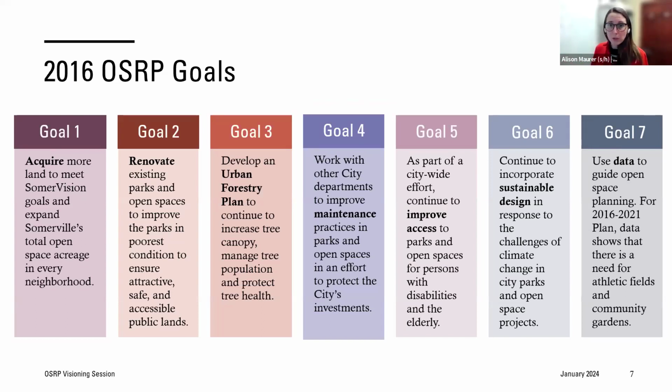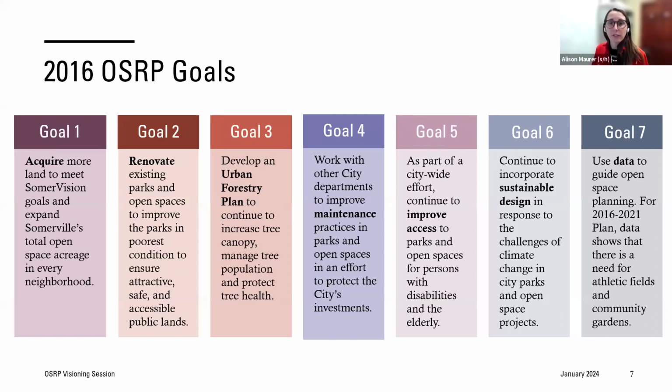They were to acquire more land to align with our Somerville vision goals, to renovate existing parks, particularly the ones in poor condition, to develop an urban forestry plan, to work with other city departments to improve maintenance practices, to continue to improve access to parks for persons with disabilities and the elderly, to continue to incorporate sustainable design responses in response to climate change, and to use data to update our priority lists and our parks.